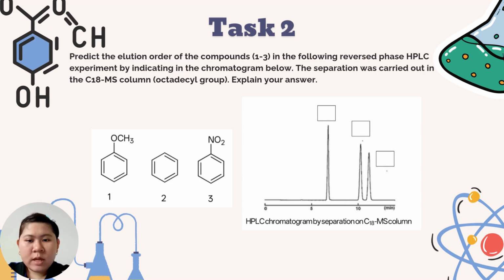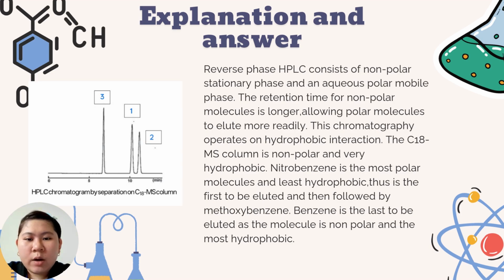Thank you. For task 2, the question wants us to predict the elution order of compounds 1, 2, and 3 based on the chromatogram below and explain our answer. Molecule 1 is methoxybenzene, molecule 2 is benzene, and molecule 3 is nitrobenzene. This is our answer and explanation. In the chromatogram, the leftmost side is the molecule that elutes first, and the rightmost side is the molecule that elutes last. Our answer is 3, 1, and 2.